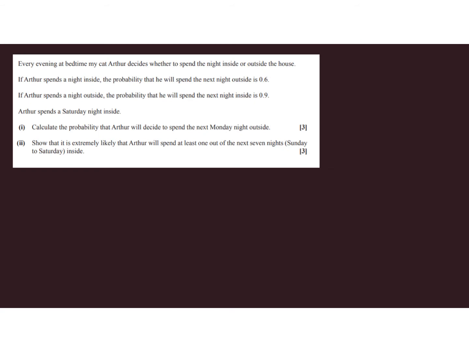So we start with a conditional probability question about a cat who's going to decide whether to spend the night inside or outside the house. So this is really setting us up for a tree diagram. Let's have a look at what we can do here. So we know that Arthur the cat spends Saturday night inside.